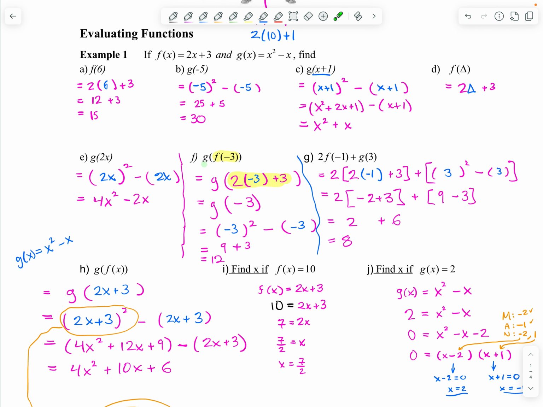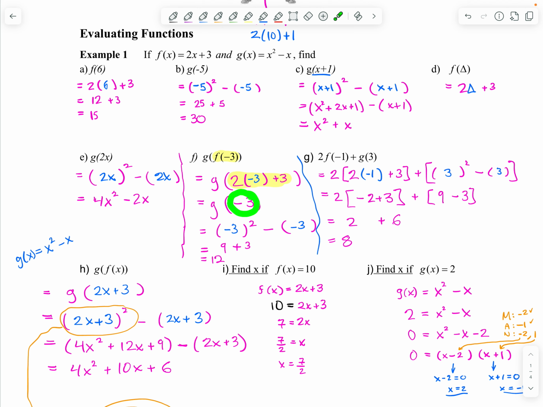Okay, here I have something very interesting. I have a function inside a function. This is called a composite function, or nesting. I always want to start from the inside out, right? This way it's cleaner and it makes sense logically as well. So I'm looking at f of negative 3 first. If my input is negative 3, what does my function do to that negative 3? It doubles that negative 3, and then I add 3 to it, right? That's what this rule says. So I can simplify that. That just ends up being negative 3.